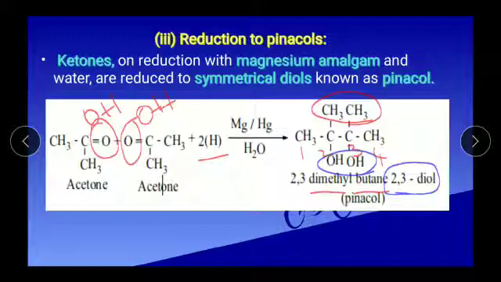If we divide the molecule into two portions, if we cleave the C-C bond, what is the molecule? It becomes (CH3)2COH on the right side and (CH3)2COH on the left side. Both sides have the same molecule on cleavage. So it is named a symmetrical diol. It is also named pinacol.